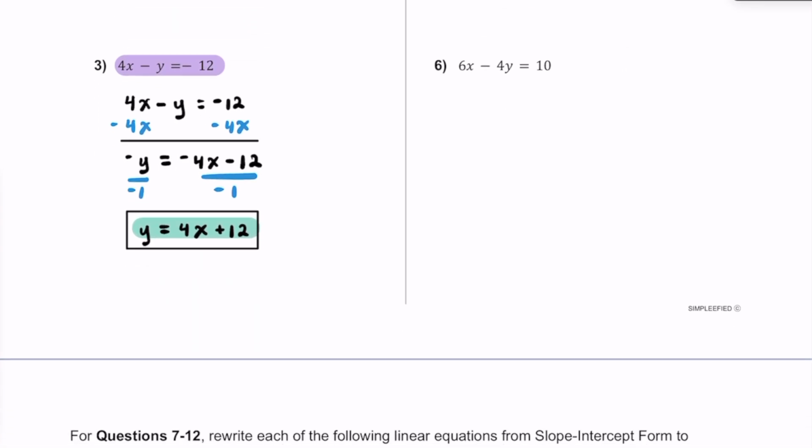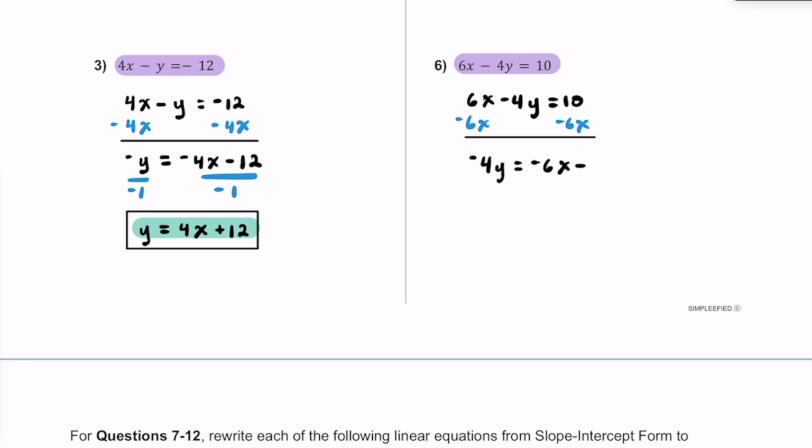All right, here is one final example in this particular video with these types. So let's see, we have this 6x minus 4y is equal to 10. All right, let's start by moving the x term to the other side, minus 6x minus 6x. Once we do that, we're going to be left with -4y on the left side is equal to -6x plus 10. And then let's go ahead and divide both sides by -4.